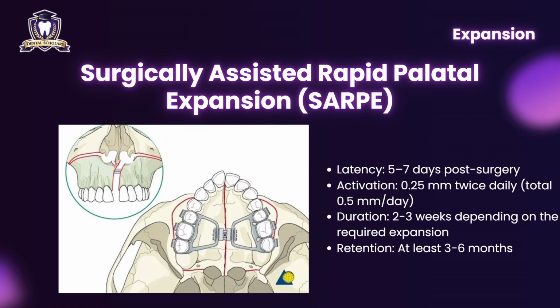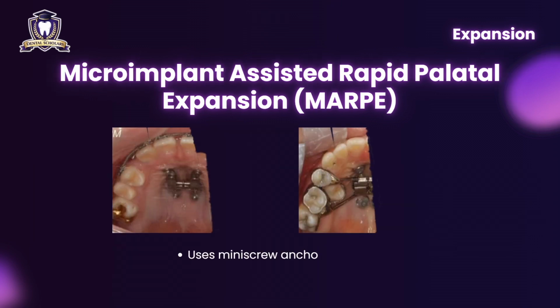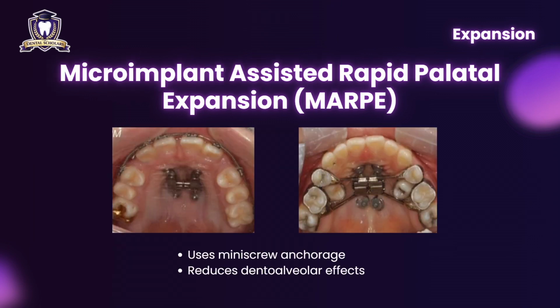So, post-surgical mobilization of the maxilla, after a latency period of 5 to 7 days, activation is done at the rate of 0.5 mm twice daily. And the duration of expansion would be 2 to 3 weeks depending on the required amount of expansion, followed by retention for at least 3 to 6 months. Next is micro-implant assisted rapid palatal expansion, which is going to use mini screw anchorage to reduce the dentoalveolar effects and maximize the skeletal effects.